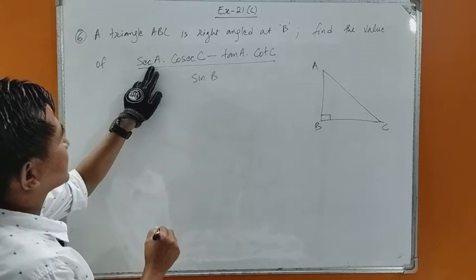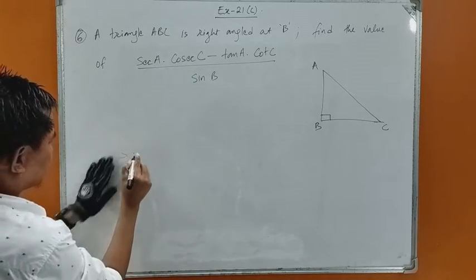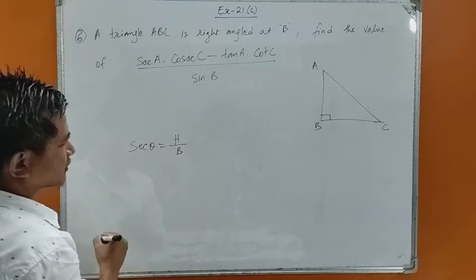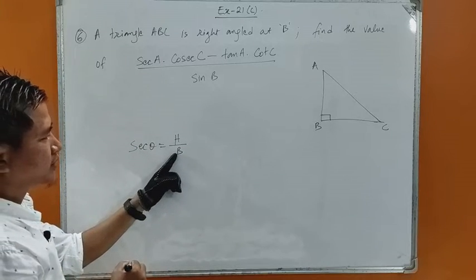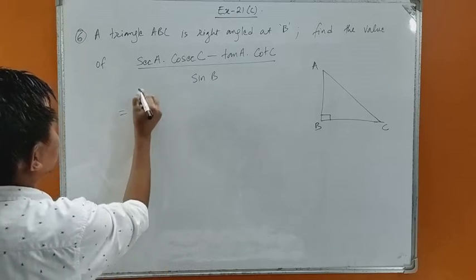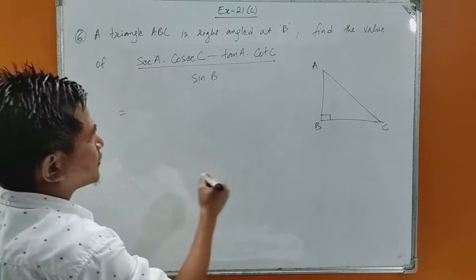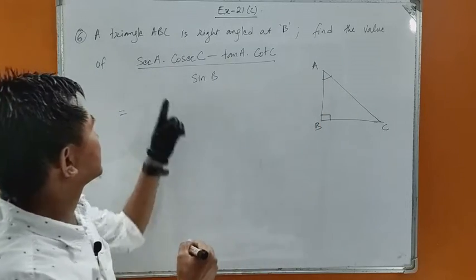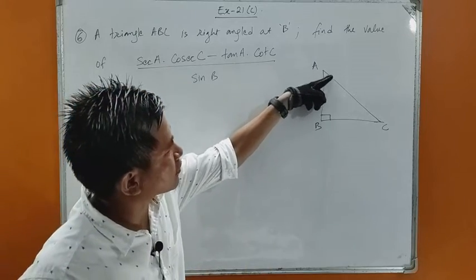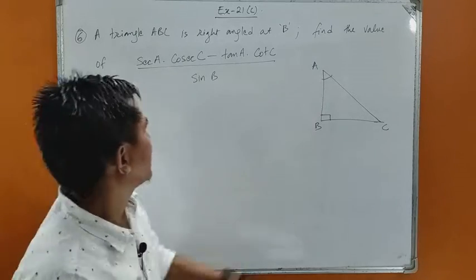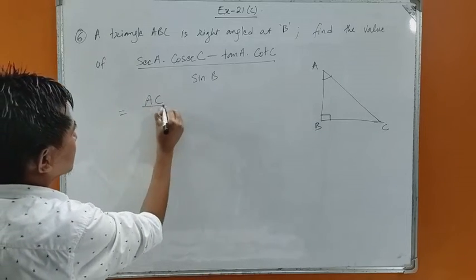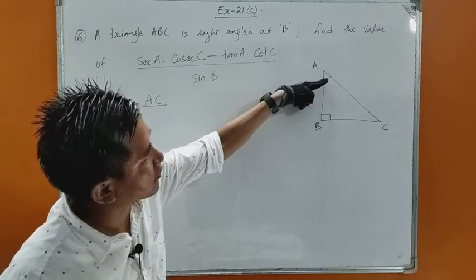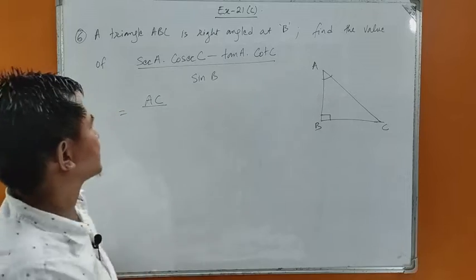Since we know that sec theta means hypotenuse upon base, so sec A, now I am writing the values. Sec A means you are talking about this angle. Sec means hypotenuse upon base. When you talk about this angle, hypotenuse is AC and base is AB. If you talk about angle A, base will be AB, isn't it?